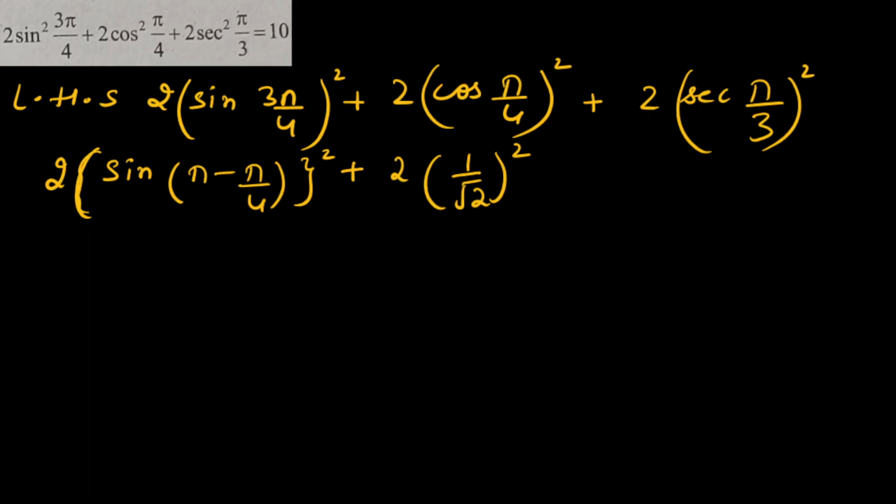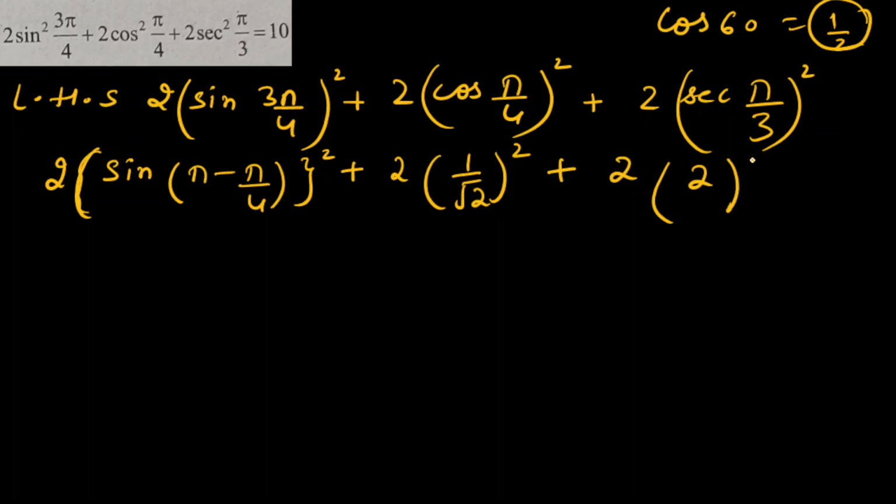So plus 2 into secant 60. Secant 60 is equals to, secant is the reciprocal of cos. So cos 60, we know it is 1 by 2. If you take the reciprocal, it will be 2 by 1. 2 by 1 we can write as 2 also. So this is equals to 2 square.